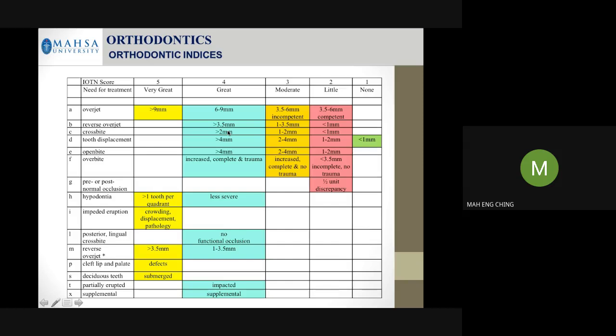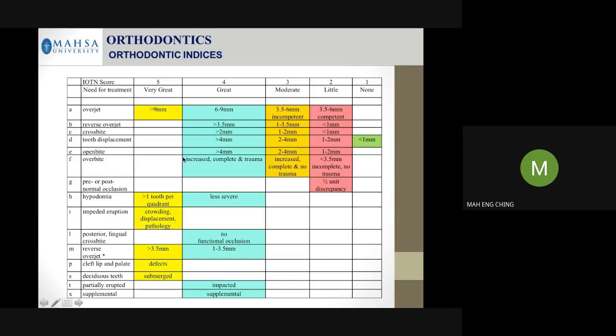You might ask why they didn't have more than 2 millimeters. What happens if it's more than 2 millimeters? If more than 2 millimeters of crossbite, then this patient mostly has a reverse overjet. Then we will classify them into the category of overjet. So same thing, tooth displacement or crowding is a very basic problem for braces. So when you see crowding less than 1 millimeter, then grade 1, then 1 to 2 millimeters, grade 2, then 2 to 4, grade 3, then more than 4 millimeters, grade 4.